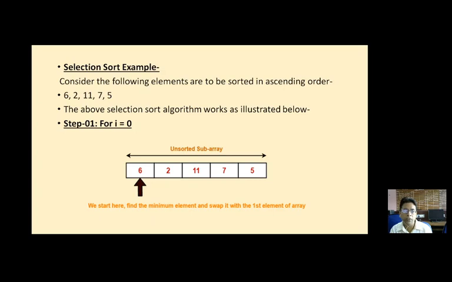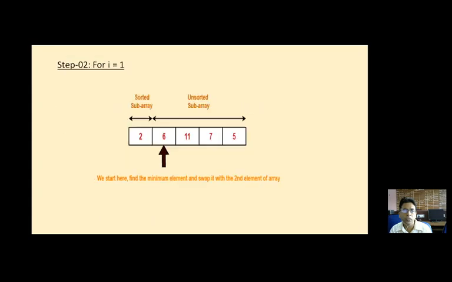And after that we follow the second loop, in which we find out if there is any element on the right hand side in the array till the end of the array which is smaller than our index element, 6. Then we find out that 2 is the smallest, so we find the minimum element and swap it with the first element. We find that 2 is smaller than 6, so we switch these two elements. After switching, the array looks like this: 2, 6, 11, 7 and 5. So here the elements have switched their positions.